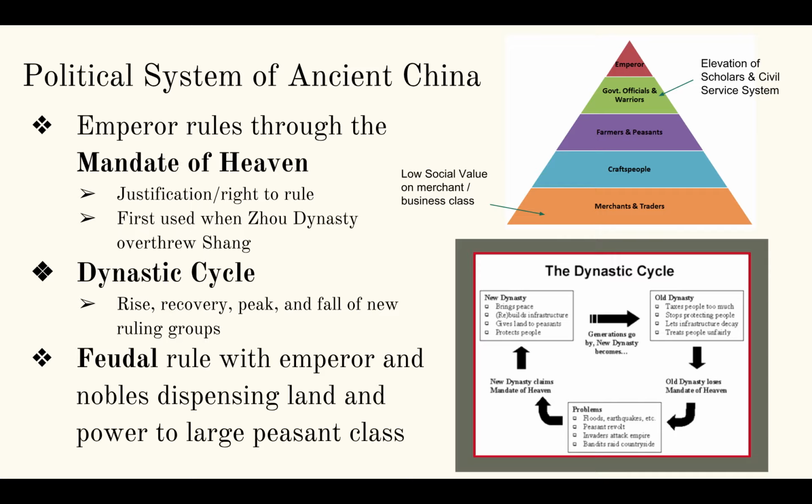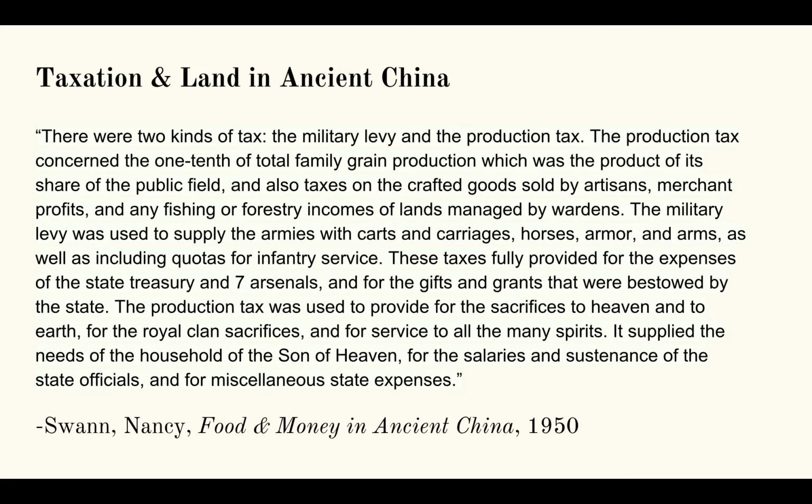And another concept that's part and parcel to the mandate of heaven is that Chinese history is replete with what is called the dynastic cycle. Up and down, like a wave, multiple waves and currents. Rise, recovery, peak, and fall of new ruling groups. And I want to just show you a zoomed in image of what the dynastic cycle means.